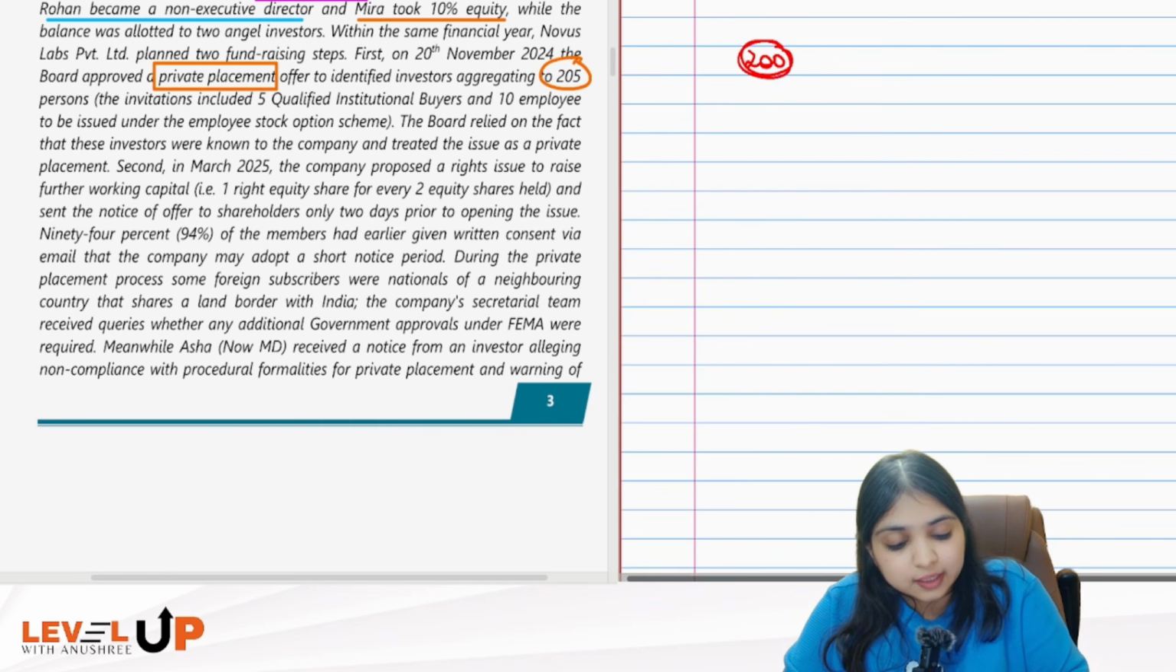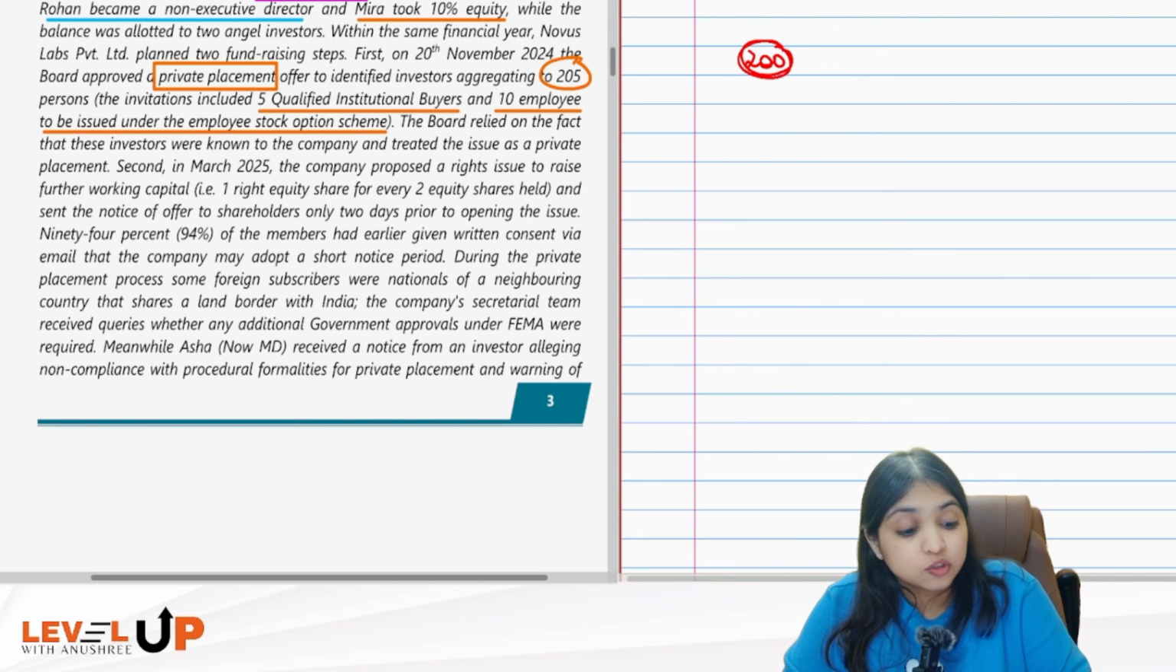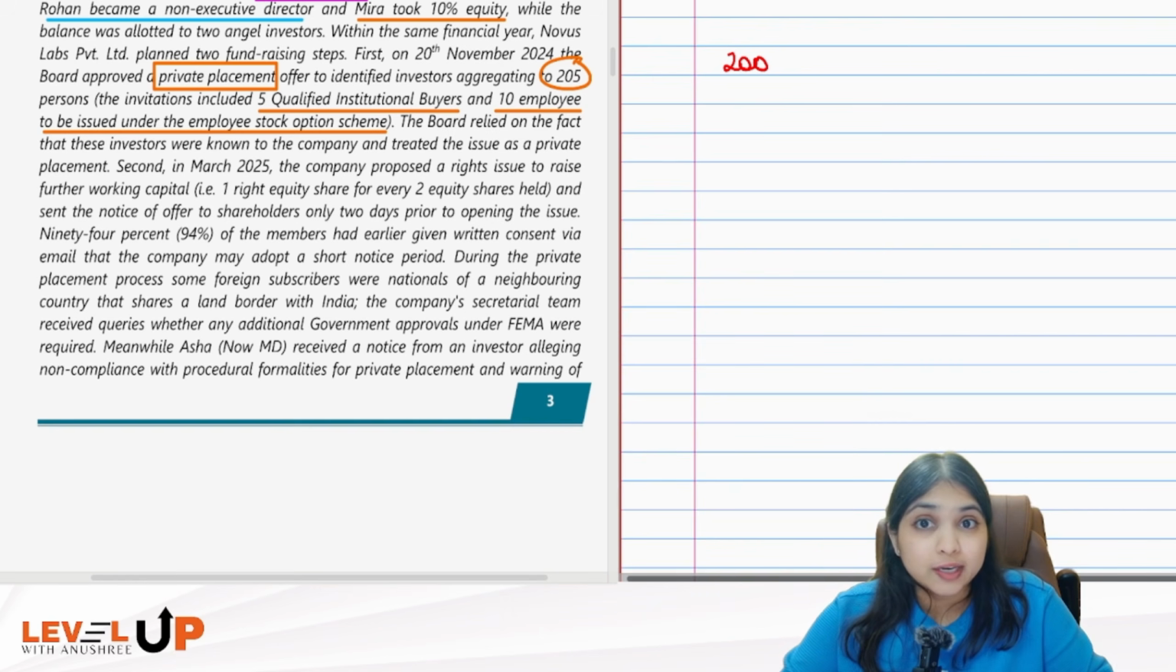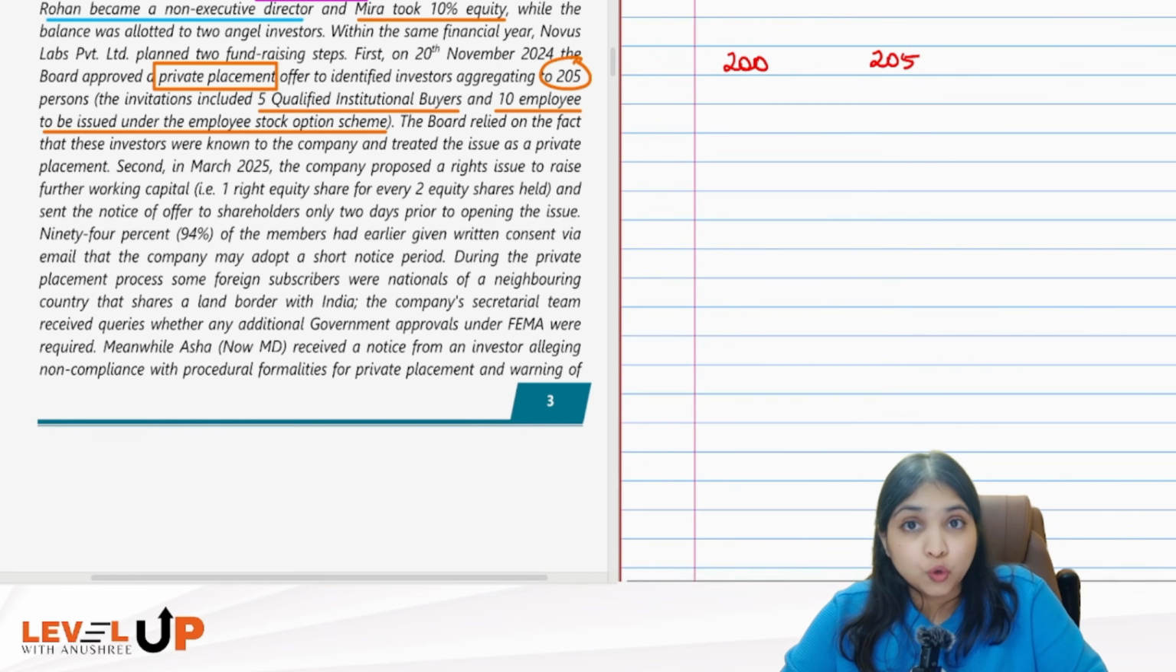The invitation included 5 qualified institutional buyers and 10 employees to be issued under ESOPs. So this we know very well. In a financial year, the company can make a private placement offer to a maximum of 200 people for each kind of security, guys. But this does not include qualified institutional buyers and does not include employees to whom we are issuing ESOPs. So in this question, the company has made the private placement offer to 205 people.